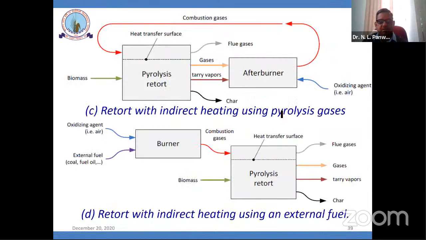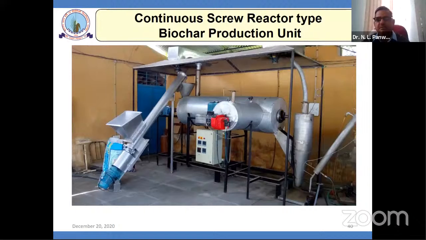And I will show you that we produce a continuous screw reactor type biochar production unit. We exclusively developed this for the farmer community, and one farmer adopted our technology. We are using groundnut shell, mustard straw, wheat straw, all kinds of small-sized crop residue, and it is in continuous mode. So continuously we are feeding the biomass into the reactor, and we are getting the biochar.